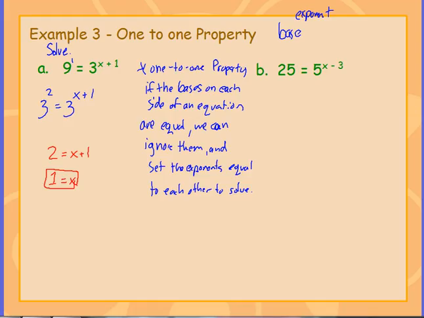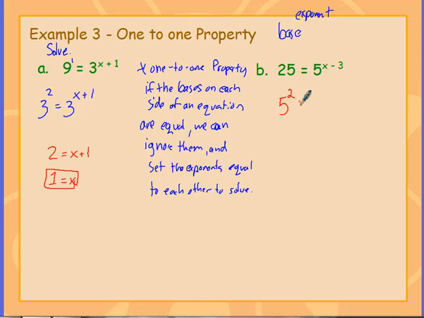Okay, let's see how you did here. I have 25 is equal to 5 to the x minus 3. On the right side, what's my base? 5. On the left side, what's my base? 25. So are the bases the same? No, not yet. But can I express 25 as a base of 5? Yeah, 25 is really 5 to the second power.